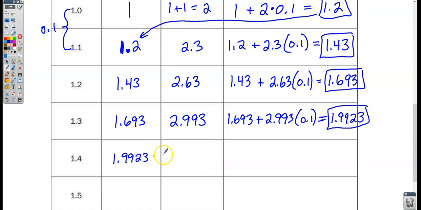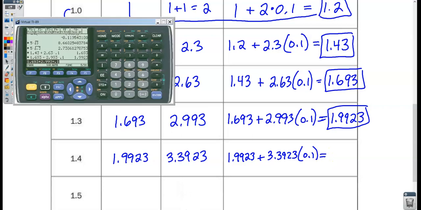I find dy/dx by adding x and y, because that's the differential equation. We don't always do that. That's determined by the differential equation that we're given. And then I have old y plus dy/dx times dx. I'm going to go ahead and calculate that. So that's 1.9923 plus 3.3923 times 0.1, which is 2.33153.